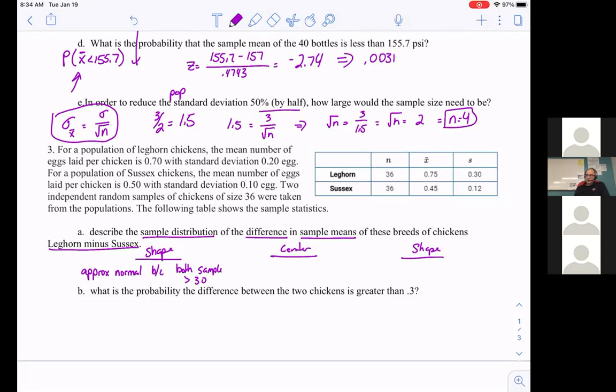Center. And I realized I just jumped into this problem and started doing it. So I'm going to hold off for a minute or two and see if you can come up with the center and the shape. Don't need shape twice, do we?